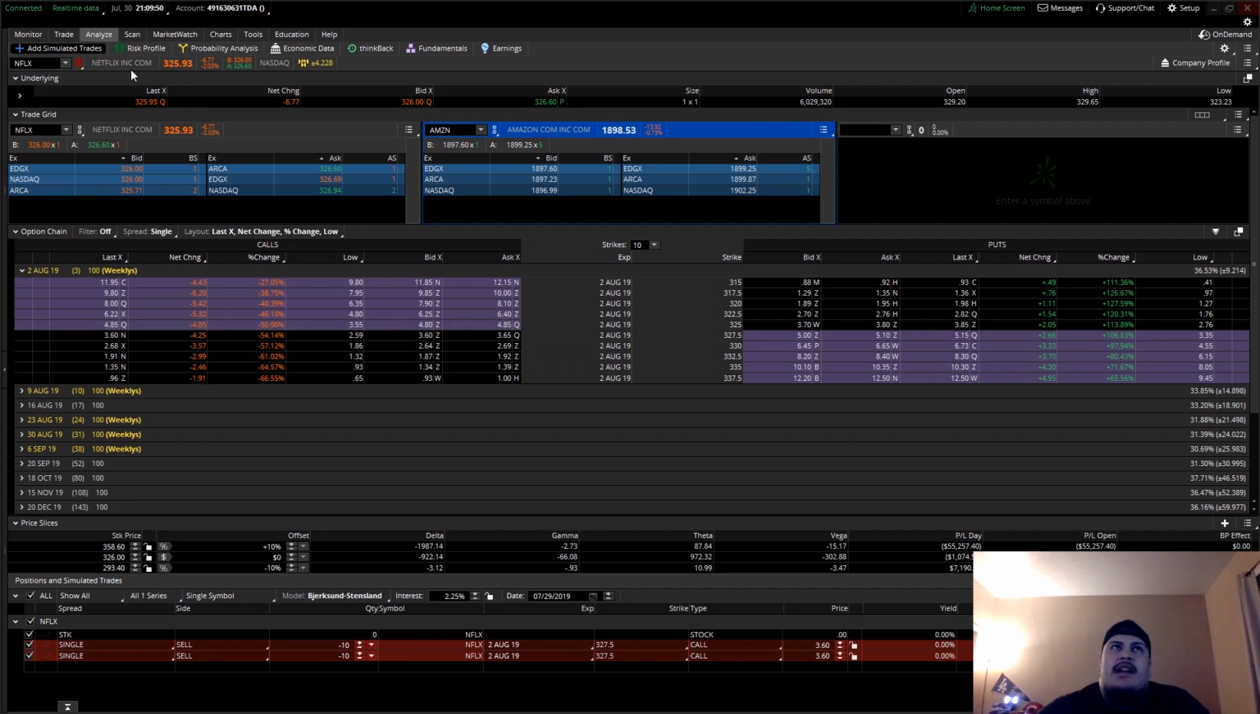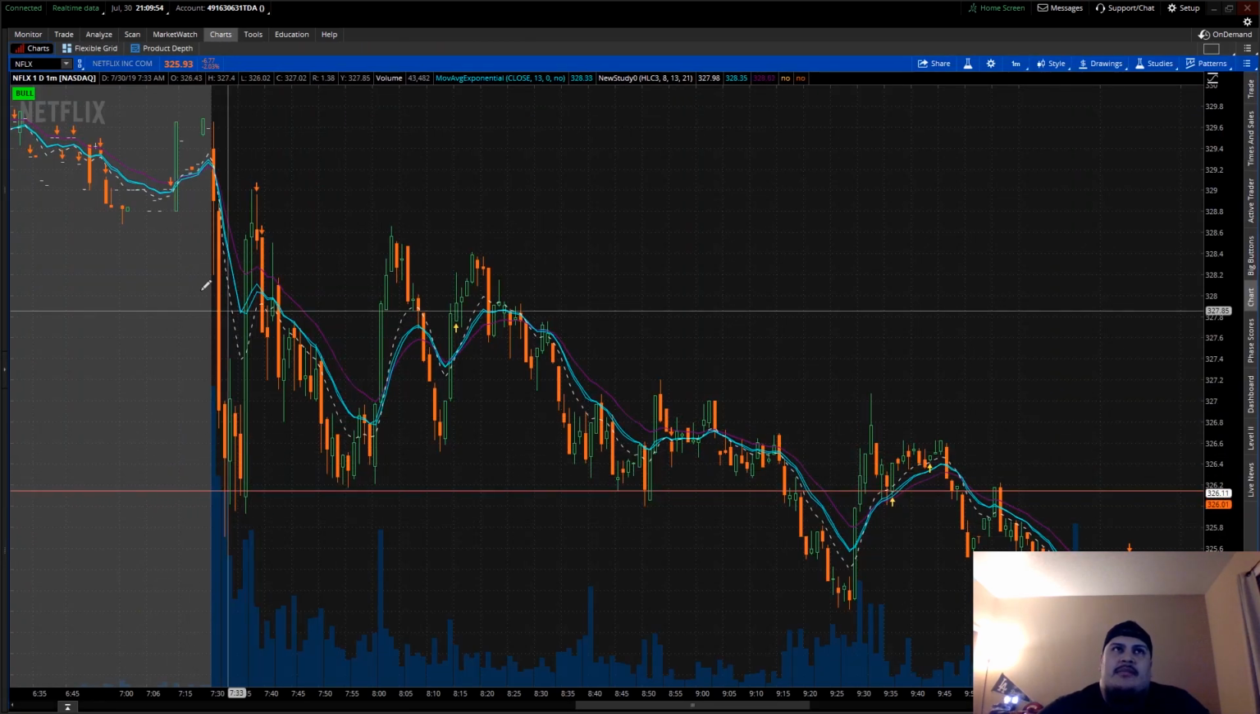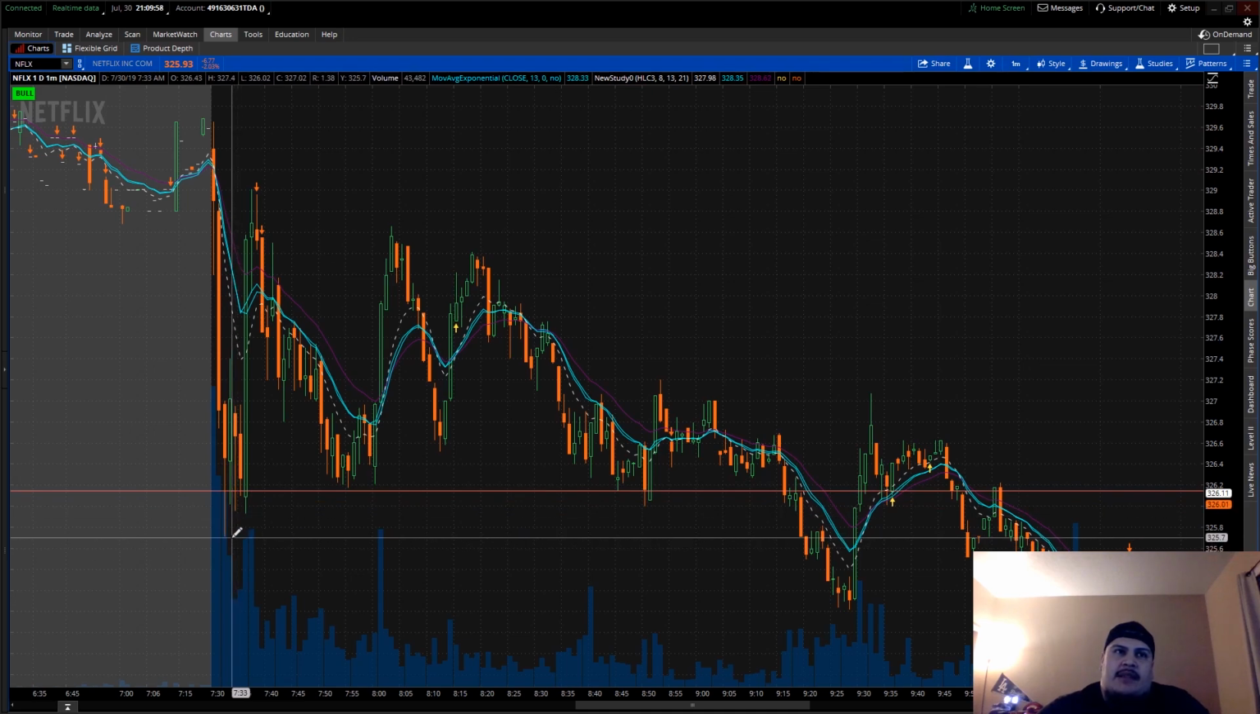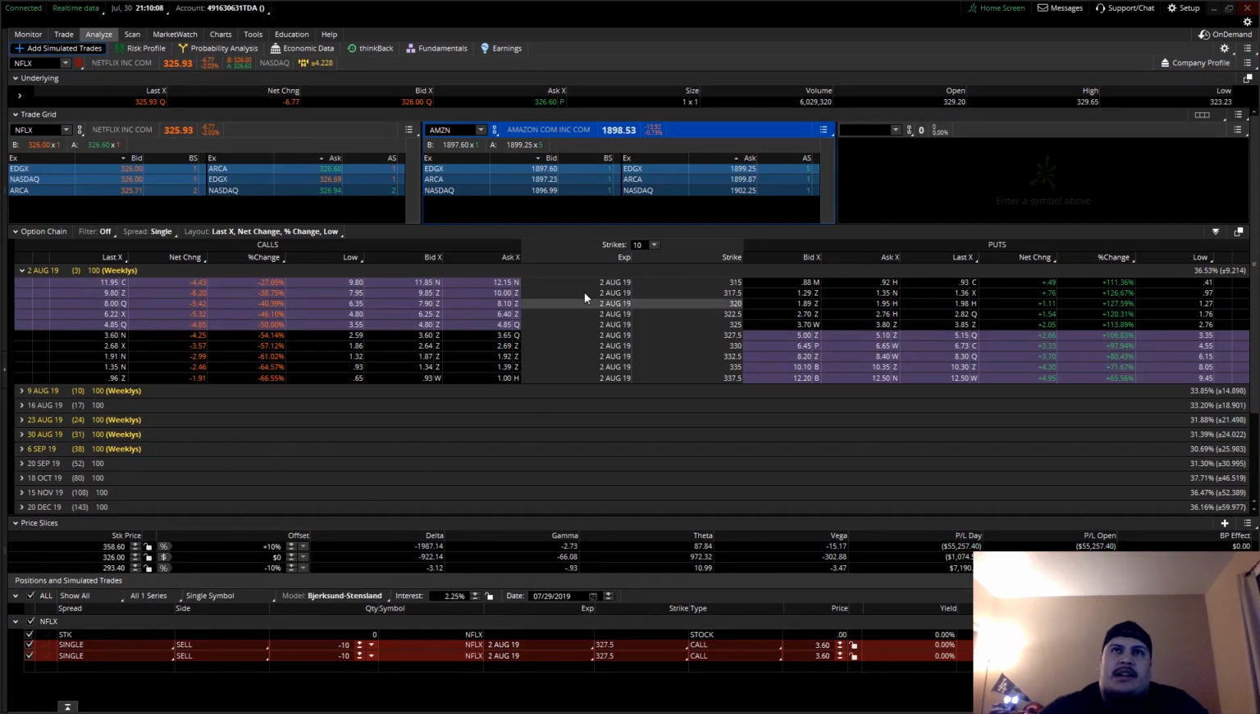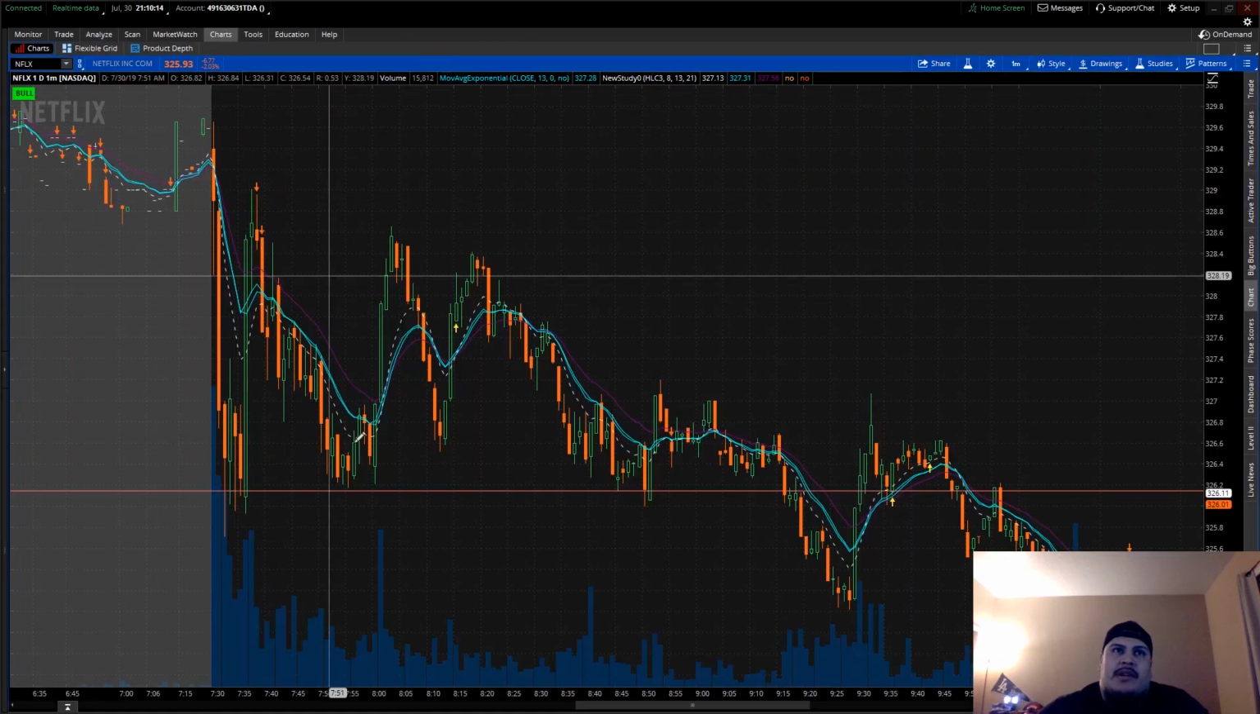Then I look at my chart. If my chart is right here, I'm risking off the low of this candle right here at 325.70. So if Netflix breaks 325.70, then right away I come over here and sell the contracts that I have, because I bought them already. I'm going to sell them for a little bit of a loss.